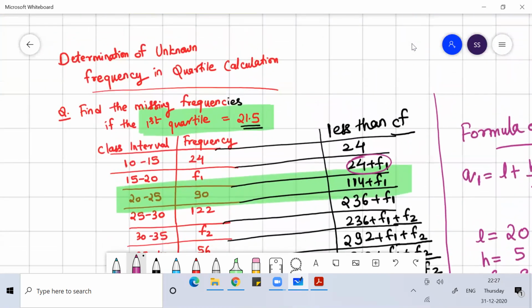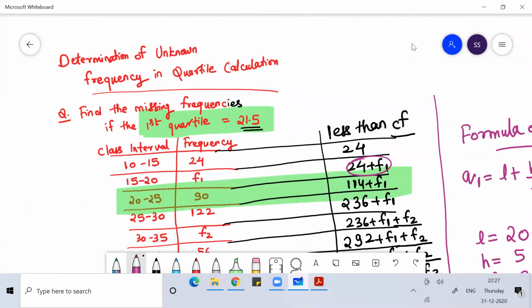So guys, I hope you have understood this question. This question is basically to work on how to determine the unknown frequency if quartile 1 is given to you.